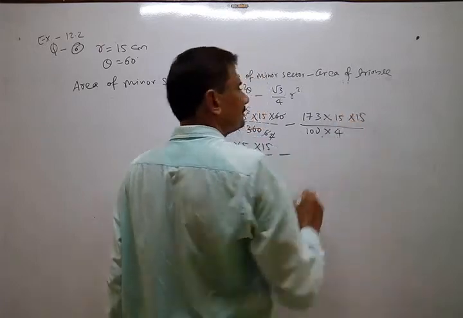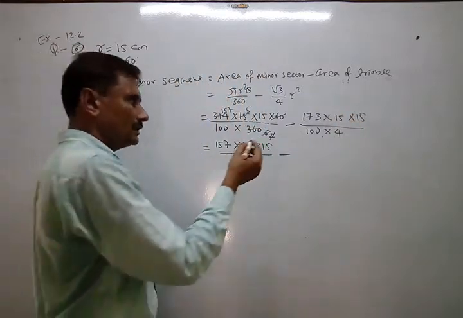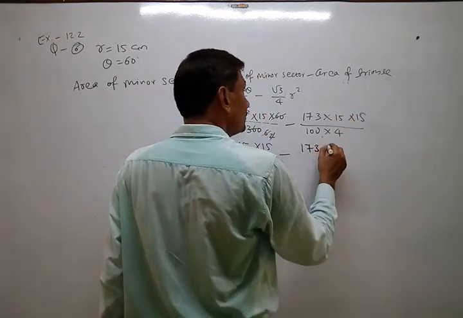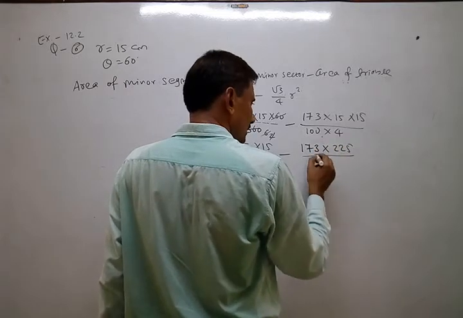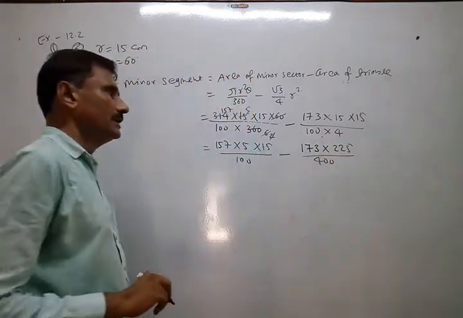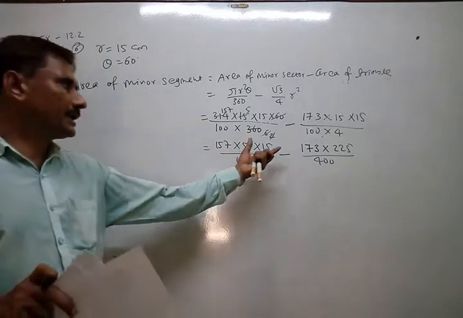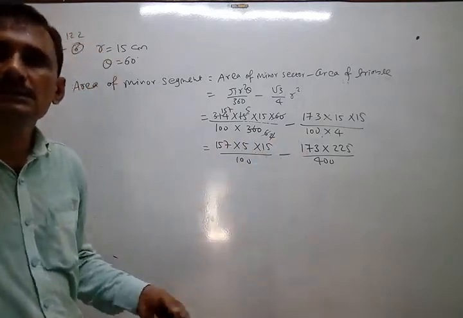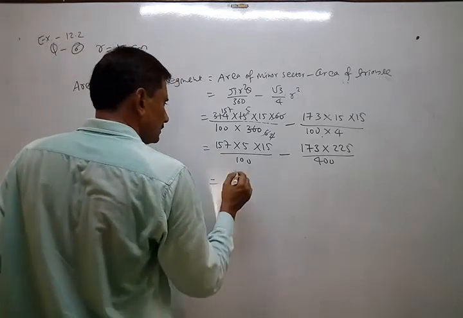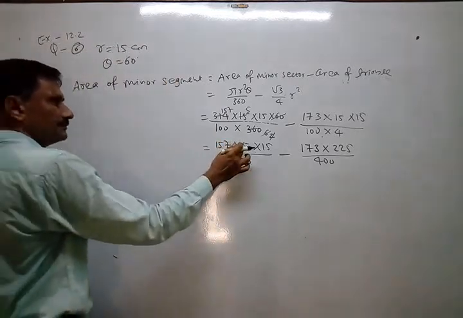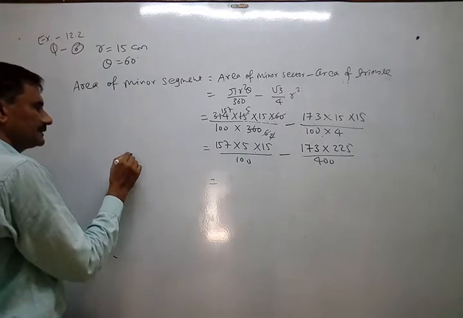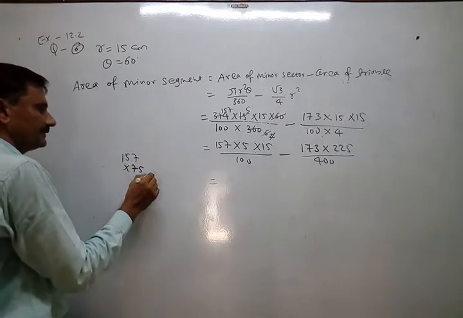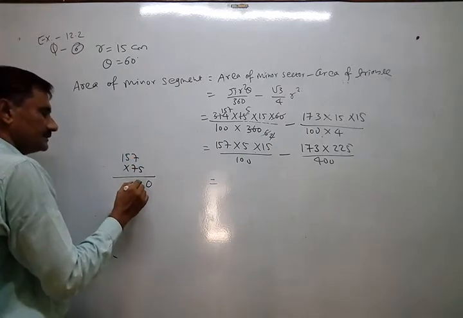Okay, no problem. So now 173 into 225 upon 4. Now either you can take LCM, otherwise just find both ones and take difference. So first of all, understand this. 15 5s are 75. So 157 into 75.